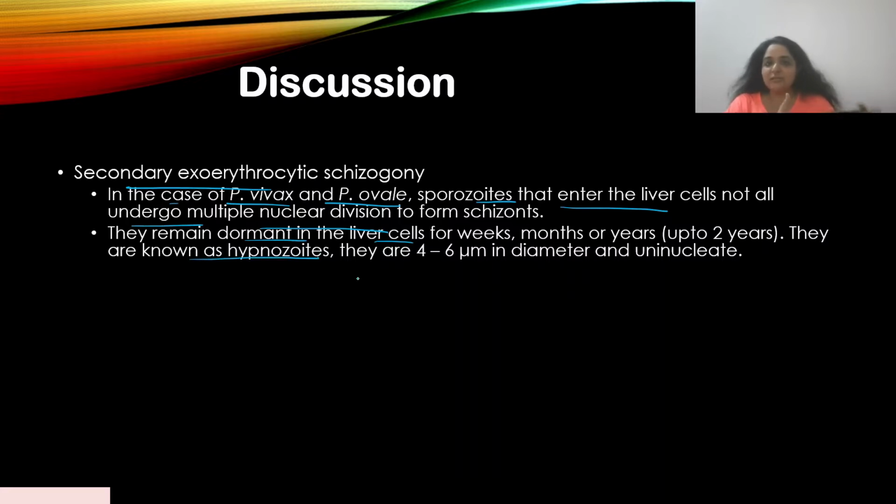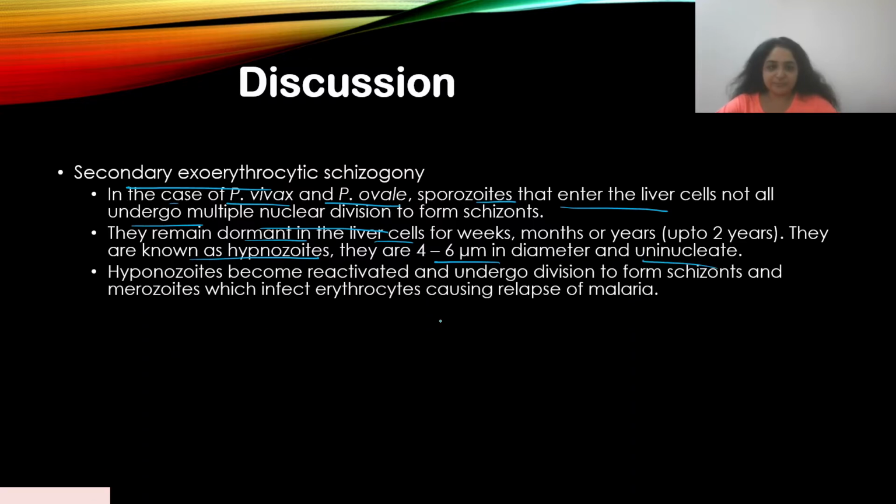So basically they are dormant, they are asleep, they are not actively involved. Not all sporozoites are going to form schizonts. Some of them just remain in the liver cells and they remain inactive. That is why it's called the secondary exoerythrocytic. It is secondary, it's not primary, and it remains in the dormant stage in the liver cells for even up to years, and they are known as hypnozoites. They are 4 to 6 micrometer in diameter and uninucleate.